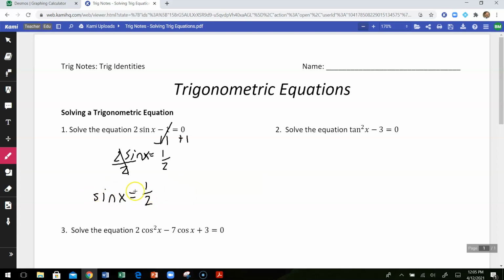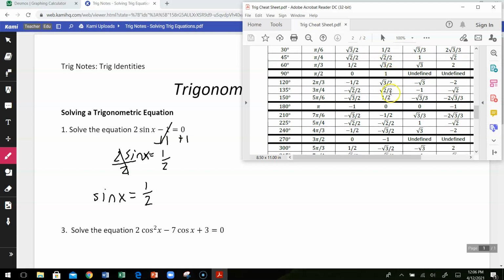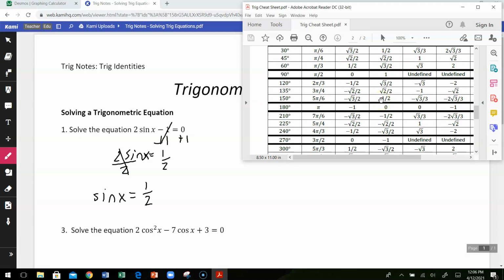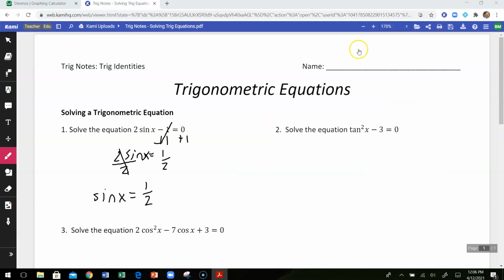So instead of thinking of it in the inverse trig way, I'm going to look at my trig chart. I'm going to go down the sine column, and I'm going to look for 1/2, and I'm going to write those answers in. So where is sine 1/2? That happens at pi over 6. Keep going. It also happens at 5 pi over 6. That is where sine is positive 1/2. So I'm going to say x can equal pi over 6 and x can equal 5 pi over 6.